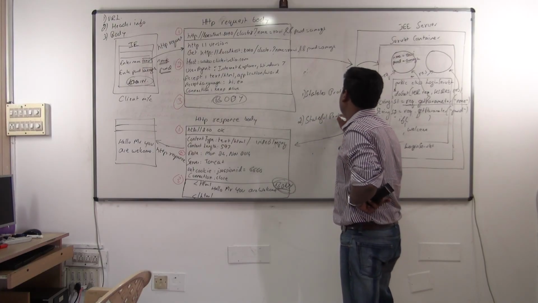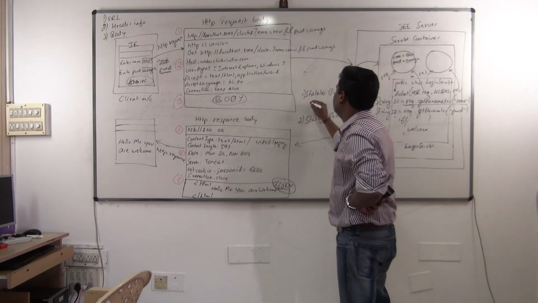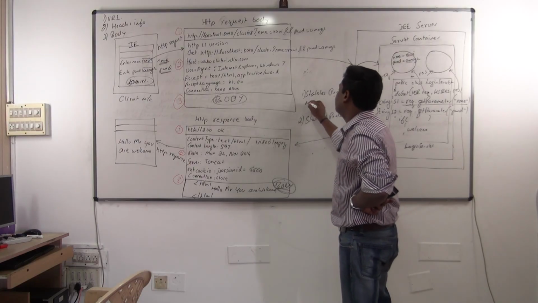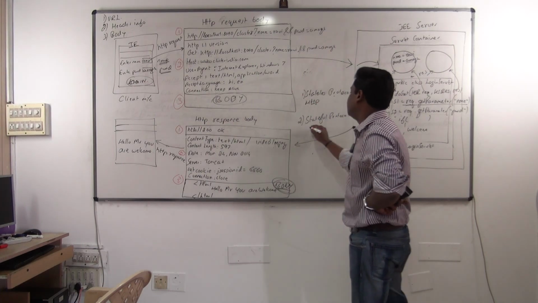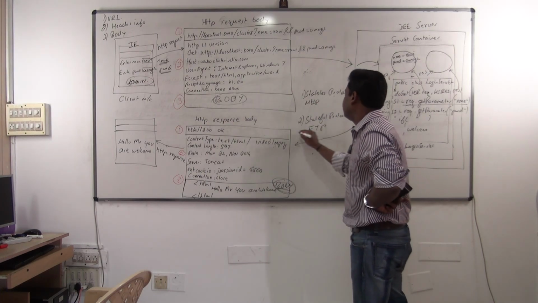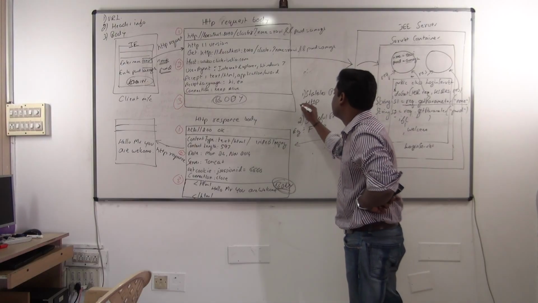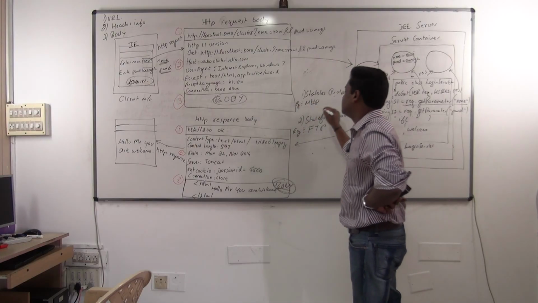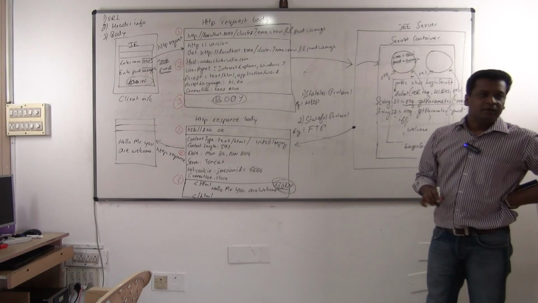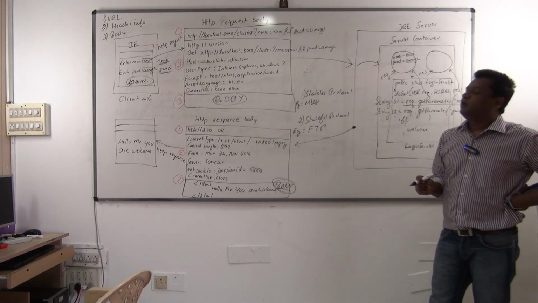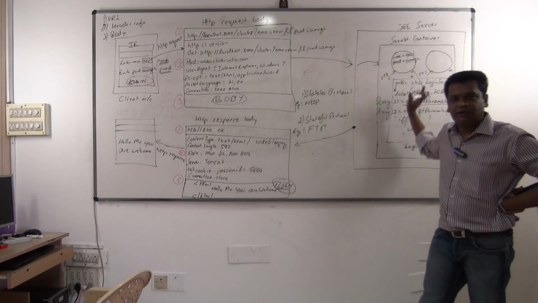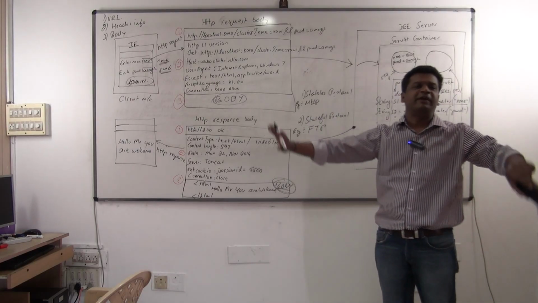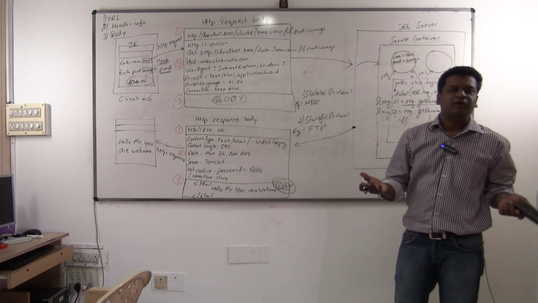Now what do you mean by a stateless protocol? An example of a stateless protocol is HTTP. HTTP is a stateless protocol, and an example of a stateful protocol is FTP. These are the examples. Clear? So what do you mean by a stateless protocol? Stateless protocol means, see, when the client makes a request to the server, the server gives back the response. Now both of them get disconnected. They don't know each other.